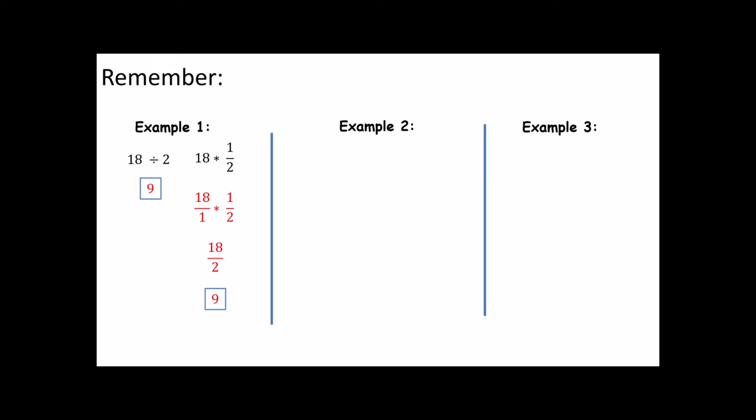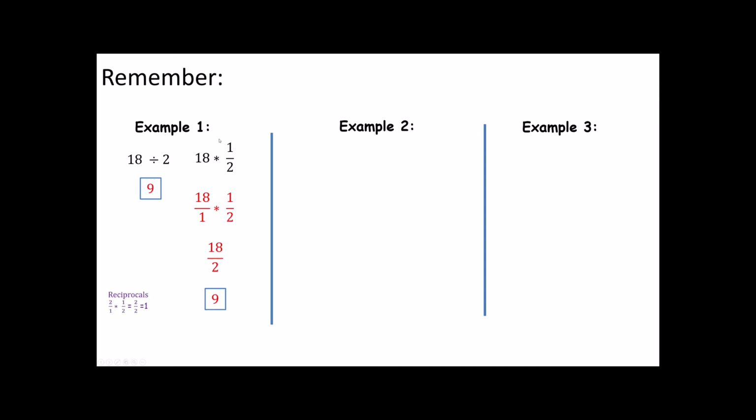Now, the first thing you're probably thinking is, hey, wait just a second. Notice that 18 divided by 2 has a solution of 9, and 18 times 1/2 also has a solution of 9. There is a reason for that. Notice up here we are dividing by 2, and over here we are multiplying by 1/2. 2 and 1/2 have a special relationship. They are reciprocals of one another.